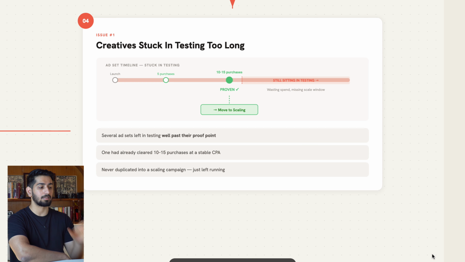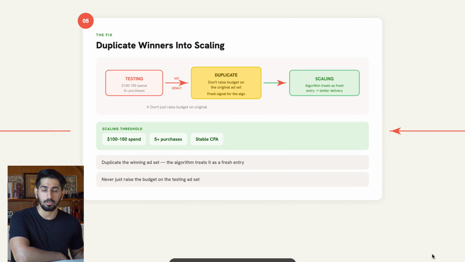The creative was sitting in testing for too long. Let me explain what I mean, because this is very important. When I got into the testing campaign, I saw that many ad sets had been left in the testing phase for way longer than they should have, which means they were never actually graduated into a scaling campaign. There were some ad sets with over 15 purchases, but yet the only place they're running is in the testing campaign. No sign of them being in a scaling campaign. And that is a problem, because you're holding back a winning ad set from being scaled properly, which means it is never going to be profitable.